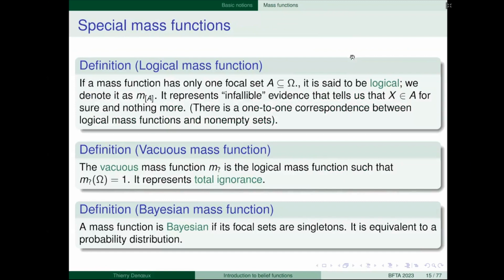And of course, there is a one-to-one correspondence between logical mass functions and non-empty sets. In particular, if that focal set is omega, the whole omega, the mass function is said to be vacuous. We will denote it like this, and it represents total ignorance. Another special case is where the focal sets are singletons. Each focal set has only one element. Such a mass function is said to be Bayesian, and it is basically equivalent to a probability mass function. So you see here we can recover a set as an example where all the mass is assigned to only one set, and we can recover a probability when the masses are given to singletons, to sets with only one element.